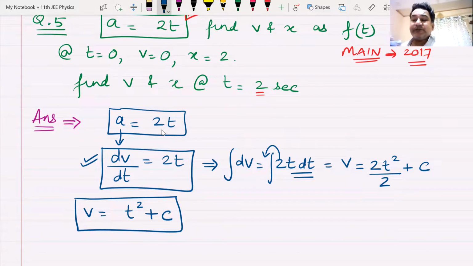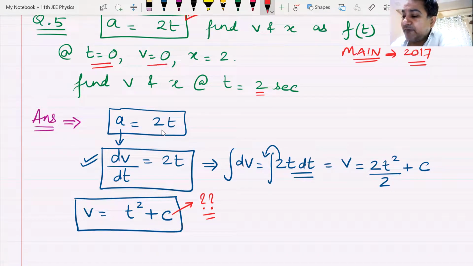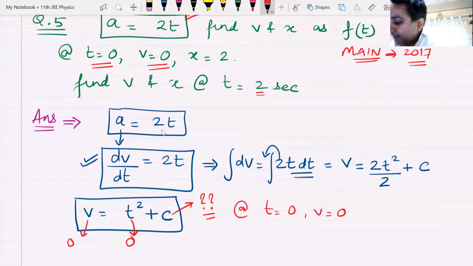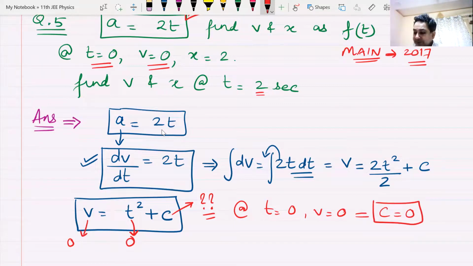How do I get the value of c? That is the question now. To get the value of c, I look at the given condition. At time t is equal to 0, velocity is 0. If I put v as 0 and t as 0, my c will be equal to 0. Am I clear, everyone? My c will be 0.